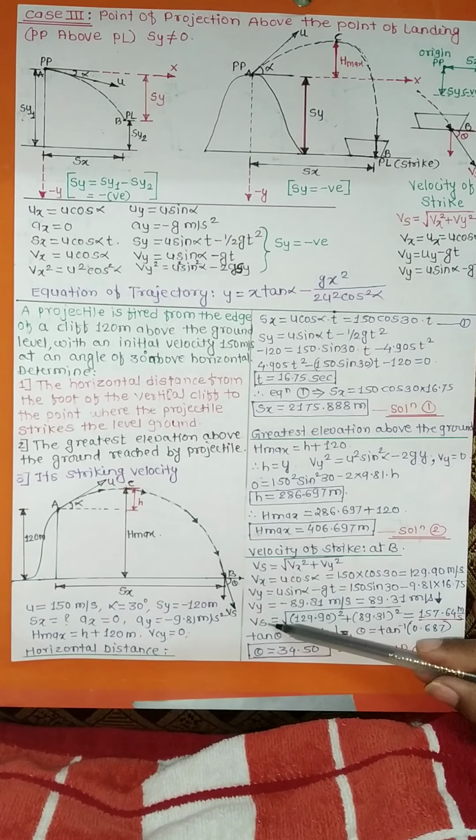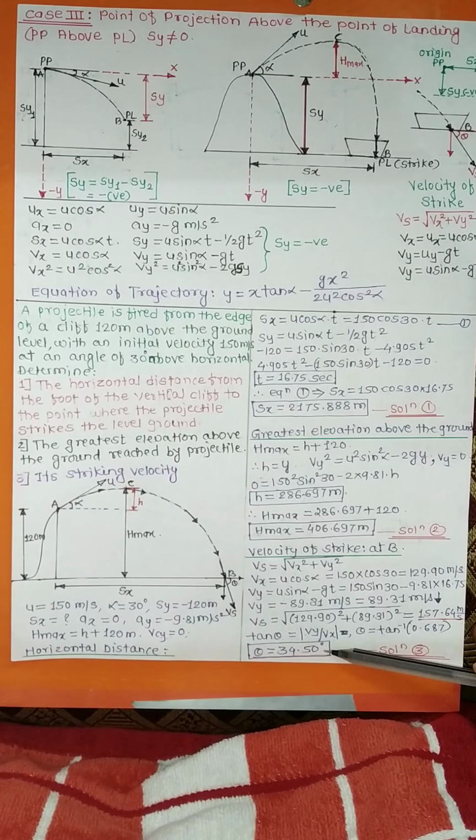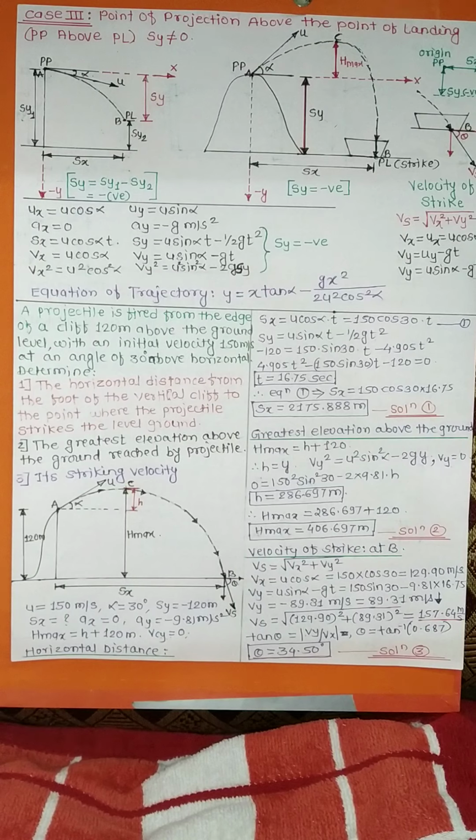The angle of strike for this velocity is theta, measured with the x-axis. Therefore tan theta equals Vy upon Vx, and theta equals tan inverse of the ratio 0.687, and the answer for theta is 34.50 degrees. This is the solution for question number 3. In this manner, we can solve the numerical related to point of projection when above the point of landing.